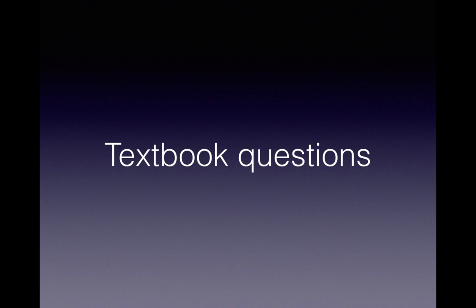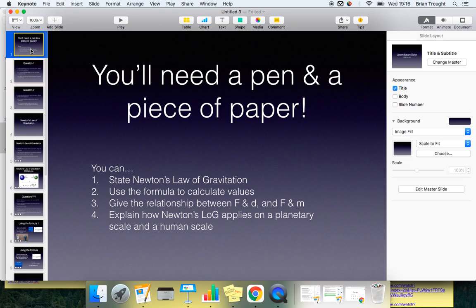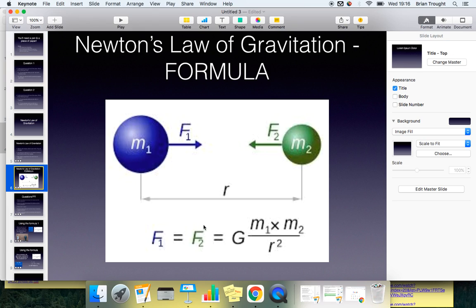Okay, we'll have a look at the textbook questions in a moment, but I want to go back and just check that we've covered everything from the success criteria. So here now is when you ask yourself, can you state Newton's law of gravitation? Can you use the formula? And can you calculate values? So if you want to state Newton's law of gravitation, if you gave that formula there and gave all the notation associated with it, that would be enough for a definition.